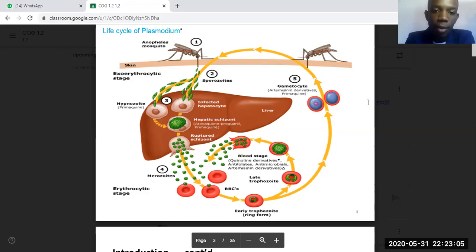And then when they enter the hepatocytes, they're going to mature into what we call schizonts, the hepatic schizonts. Now, when these hepatic schizonts mature, they're going to rupture the hepatocytes, releasing merozoites. These merozoites are going to be released back into the bloodstream, and this is where the erythrocytic stage of the cycle starts. The merozoites are going to target the red blood cells. They are going to infect the red blood cells, and then they're going to mature into early trophozoites.